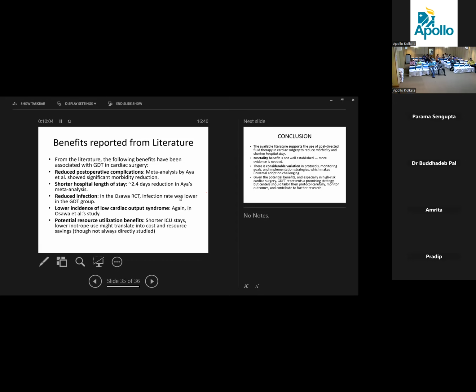So, what are the benefits reported from this literature? Goal-directed fluid therapy in cardiac surgery is associated with reduced post-operative complications, shorter length of hospital stay, reduced infection, lower incidence of low cardiac output syndrome, and potential resource utilization benefit. There are many studies on goal-directed fluid therapy in non-cardiac surgery, but it is a developing area in the last 5 years. Few studies have emerged recommending it as a level 2A recommendation in cardiac surgeries.